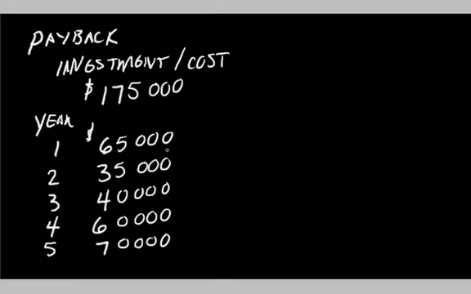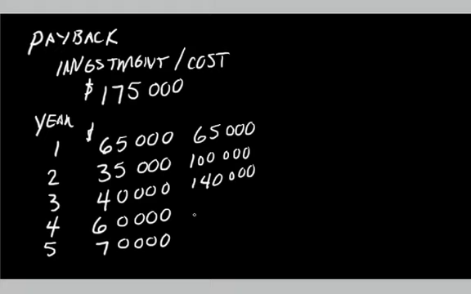Now, to find out when this project was paid back, our initial investment cost, we're going to go ahead and do a running total on the side. So our running total after year 2 is 100,000. After year 3 is 140,000. Now, after I do each running total, I check to see if this number is greater than this number. If it is, then I have to back off a year and figure out what fraction of a year was required to equal our initial investment in that particular year.